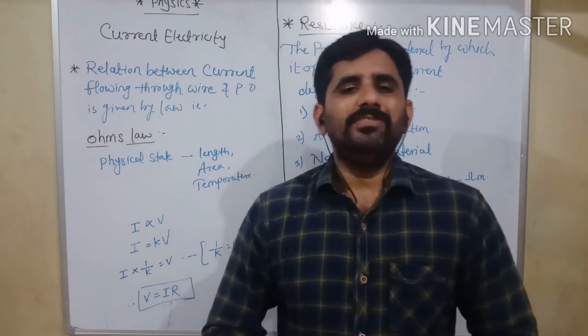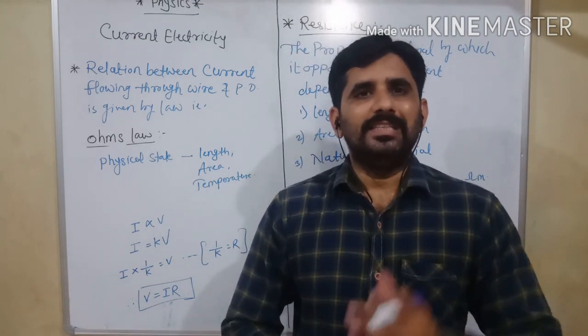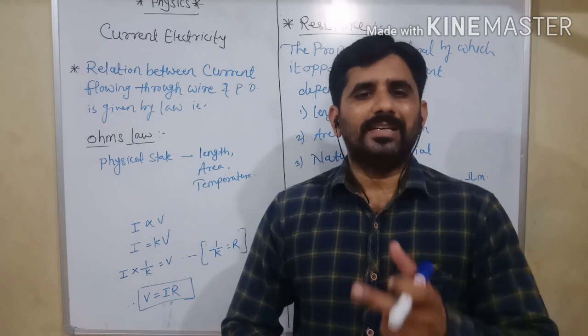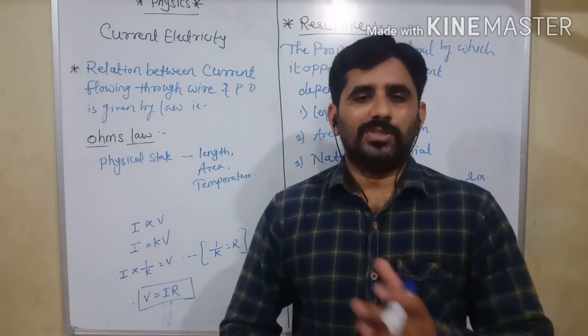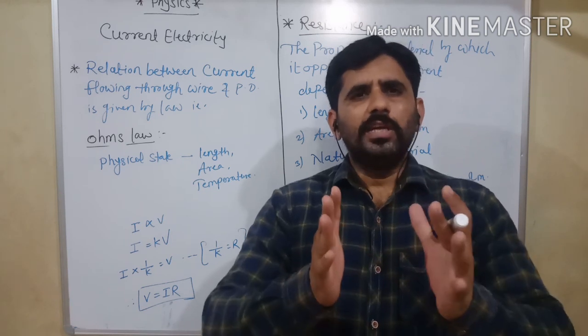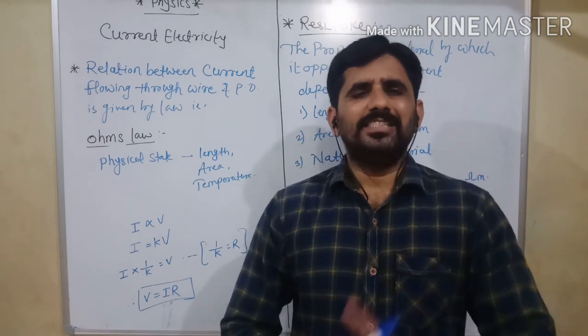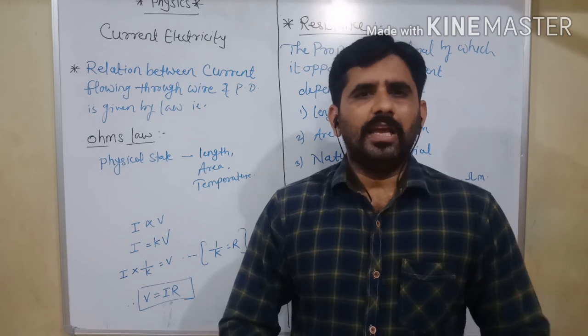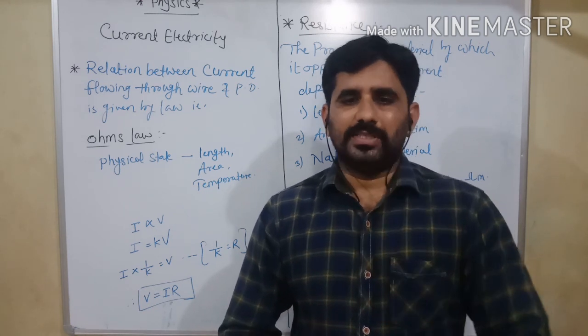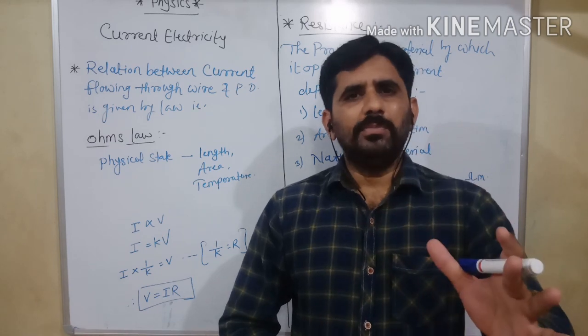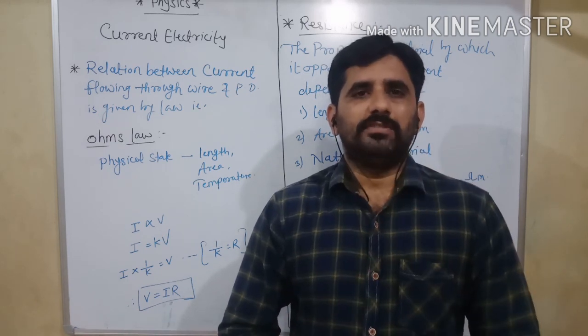Actually, resistivity of a material is the resistance offered by a conductor having unit length and unit area of cross section. Resistivity is a characteristic property of a material and it does not depend on the length of the conductor and the area of cross section. Different materials have different resistivity.